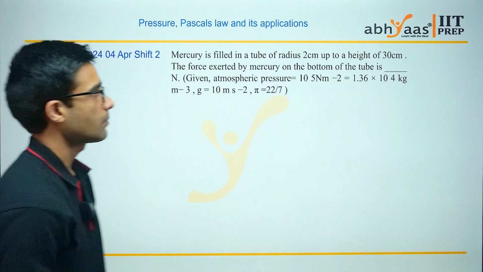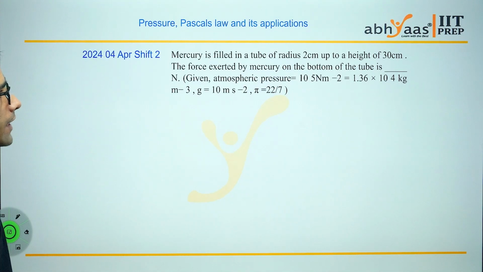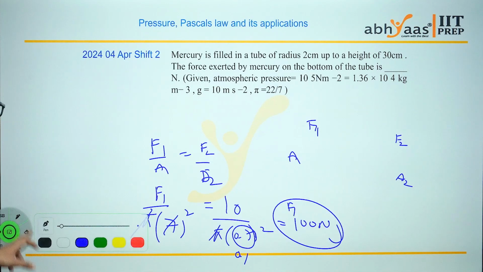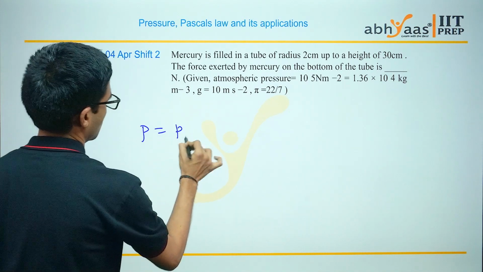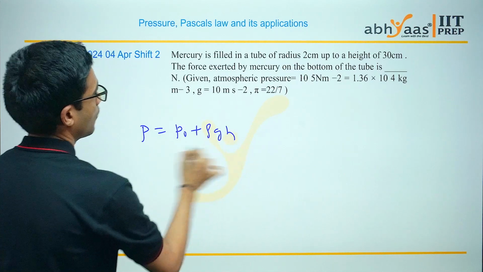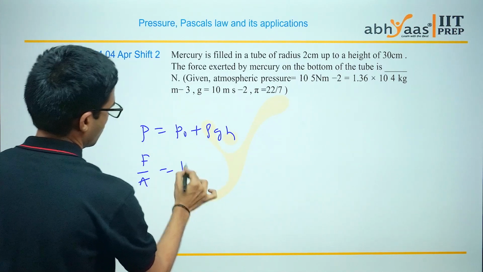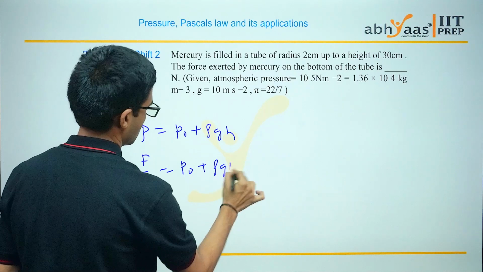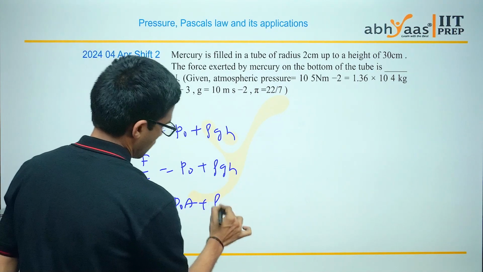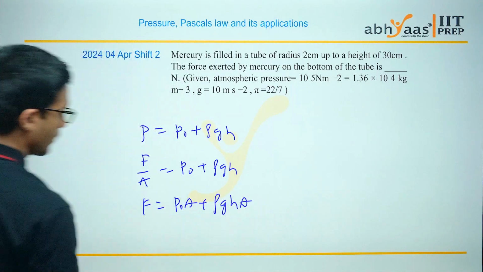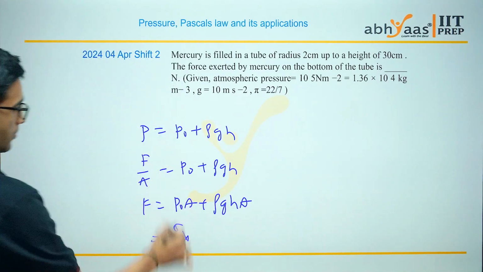So here what happened? Radius is given, height is given, force you need to calculate, atmospheric pressure is given. So we know that P is equal to P naught plus rho g h. But what does he want? Force he wants. Force per area is equal to P naught plus rho g h. So F is equal to P naught into A plus rho g h A. So finally what happened? 10 power of 5. Area is how much? Pi r square.